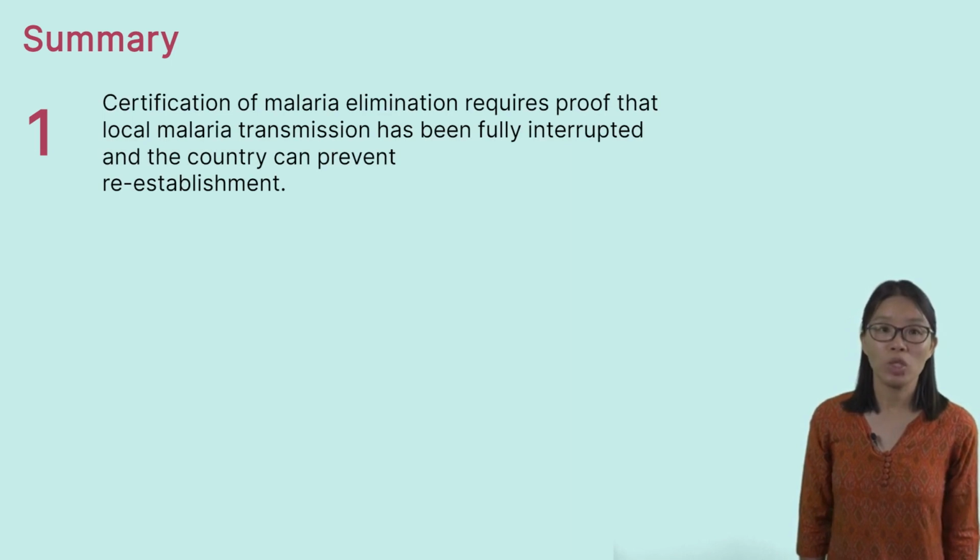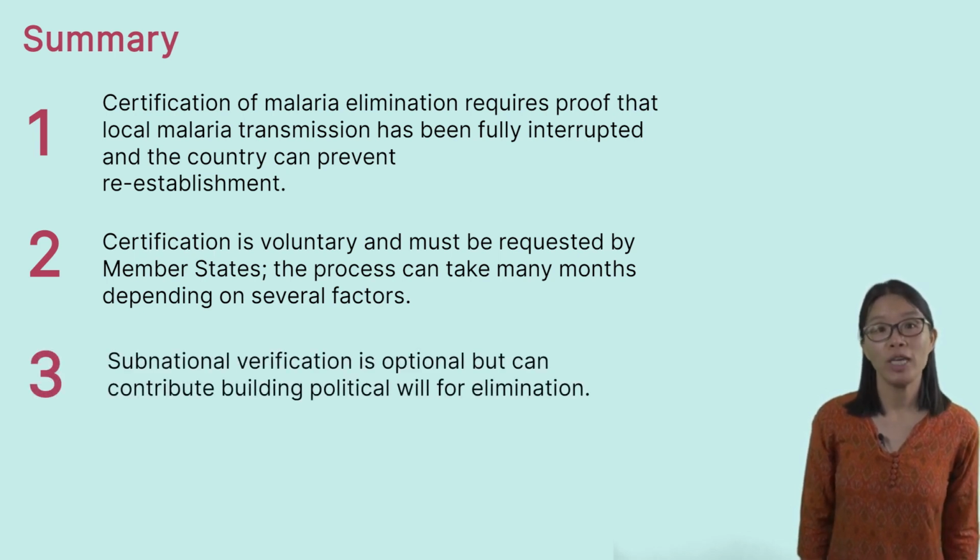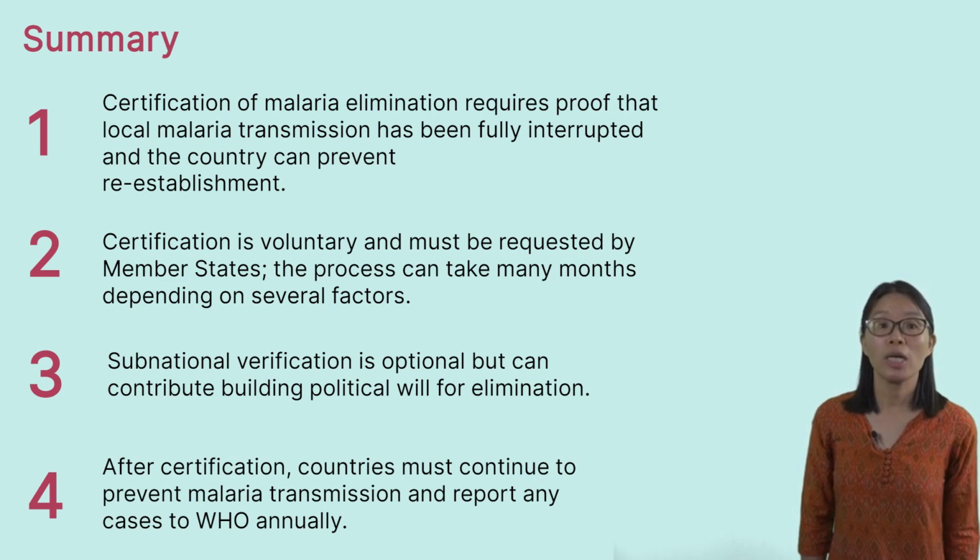In sum: 1. Certification of malaria elimination requires proof that local malaria transmission has been fully interrupted and the country can prevent re-establishment. 2. Certification is voluntary and must be requested by member states. The process can take many months depending on several factors. 3. Subnational verification is optional but can contribute to building political will for elimination. 4. After certification, countries must continue to prevent malaria transmission and report any cases to WHO annually.